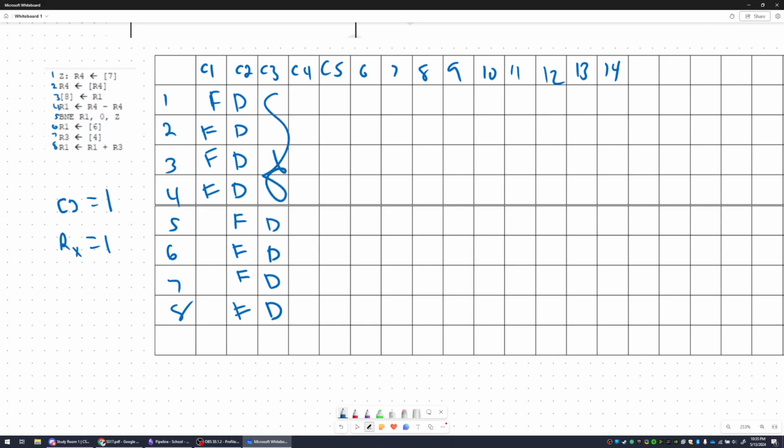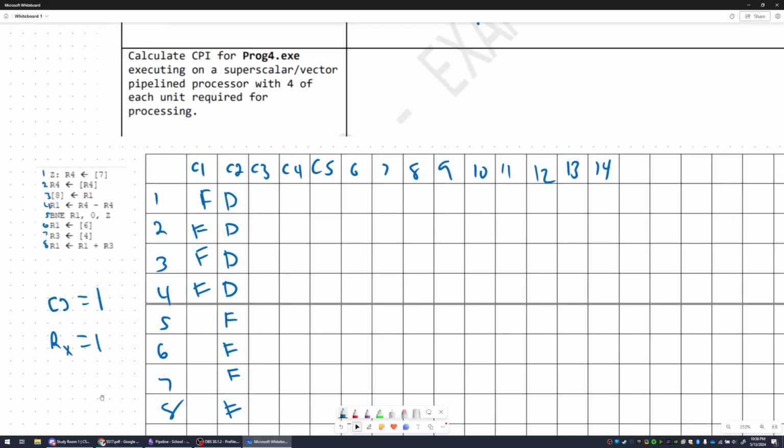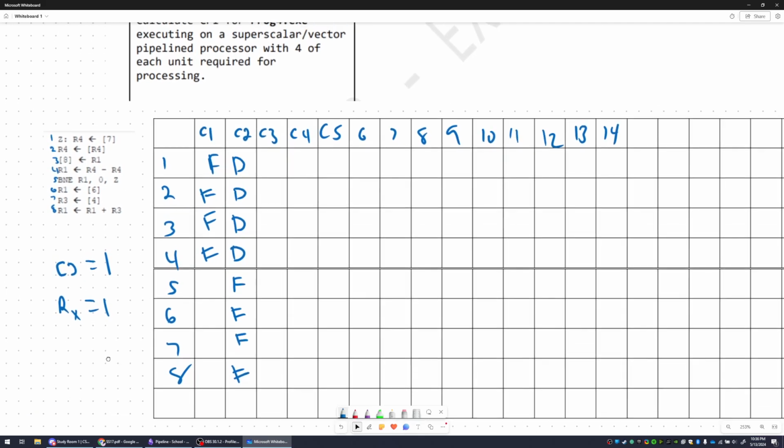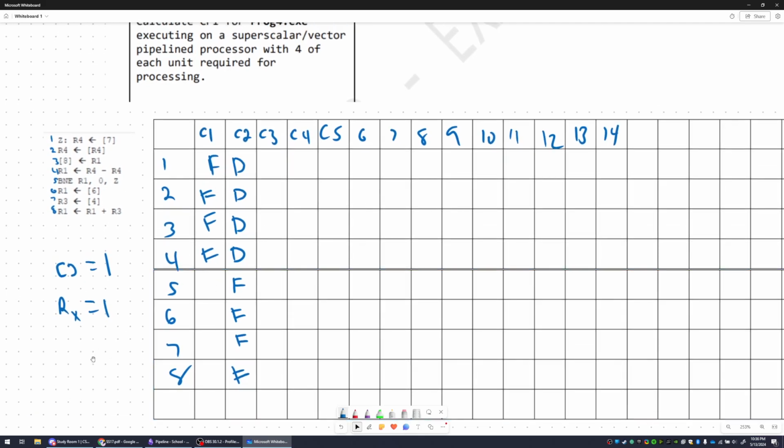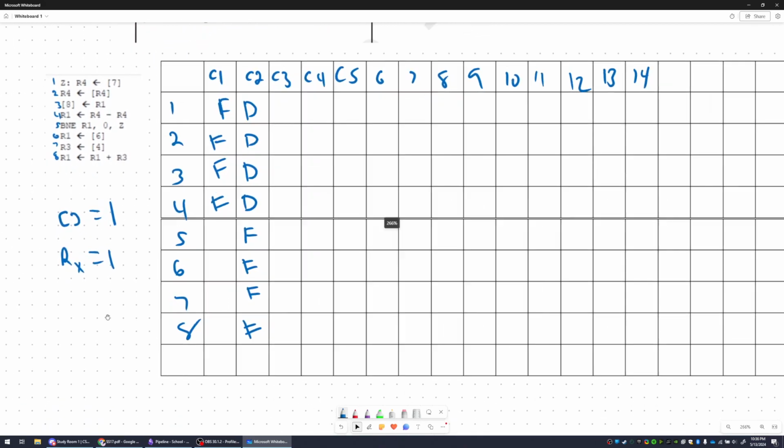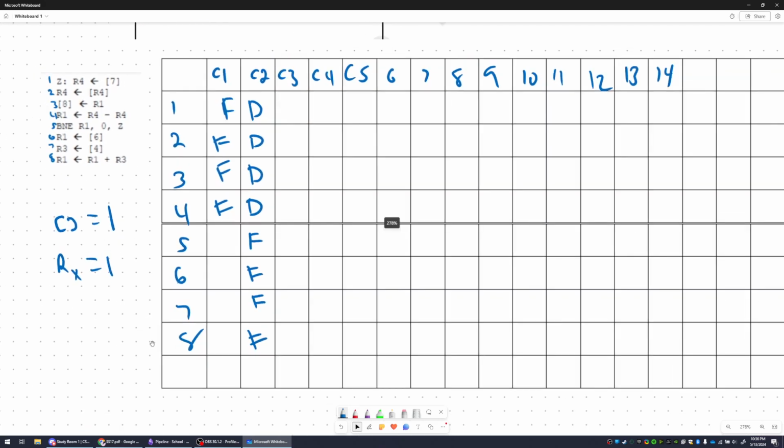I guess we would have to see if there's any stalls here, right? So it's still go later. If this isn't because of dependency, it's because you only have 4. So it's a superscalar pipeline processor, but you only have 4 of each unit. So you can't fetch 8 things at once. You can only fetch 4 things at once.